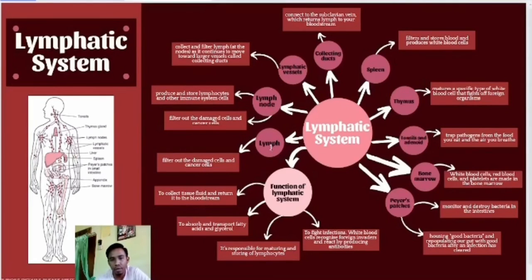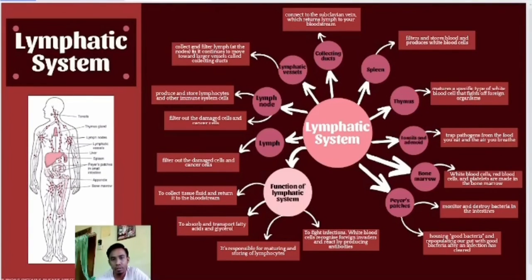First one, we have lymph. Lymph is to filter out the damaged cell and cancer cell. Second one, we have lymph nodes. Lymph nodes produce and store lymphocytes and other immune system cells and filter out the damaged cells and cancer cell. Okay, next we have lymphatic vessels.